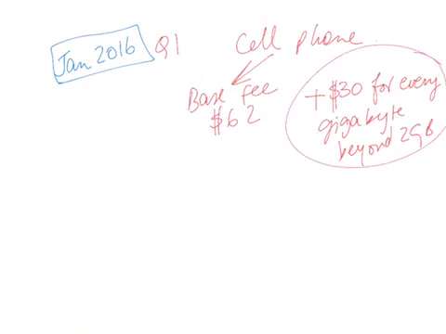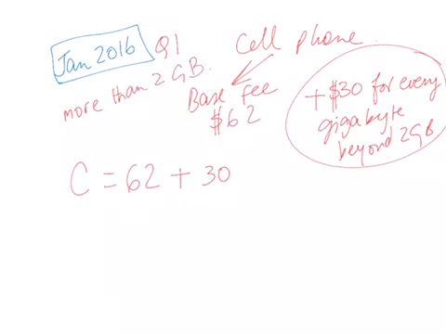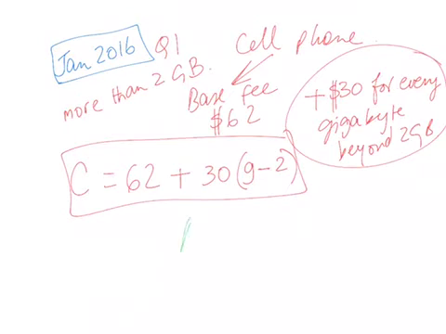for every GB, right? So let's look at our cost. So 62 is fixed. You've got to pay your 62. And then you pay $30 for everything beyond more than 2. Look at the last sentence. It says more than 2 GB, right? So we only pay the extra amount of money when G is bigger than 2. So let's look for this answer, which will be answer D, or number 4.